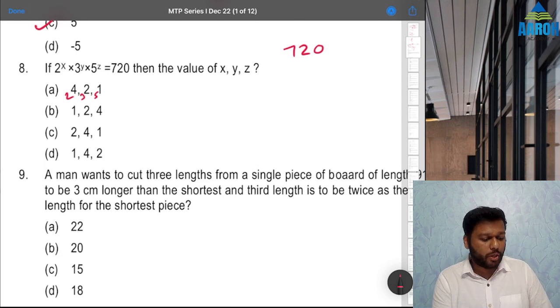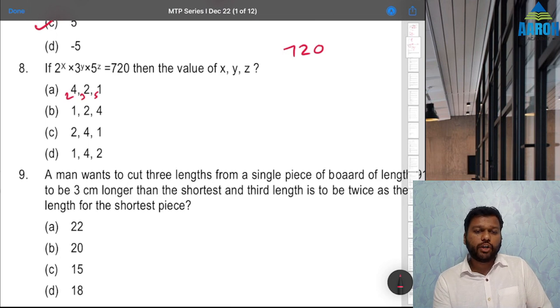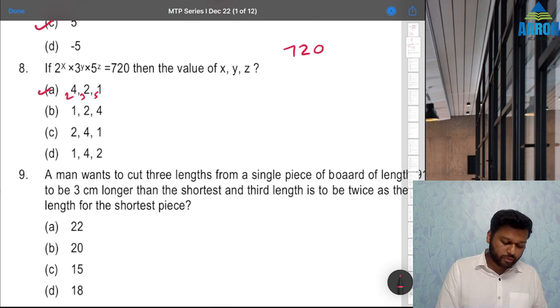Okay, let's just go by option 2 raised to 4. So 2 into 1, 2, 3, that is 16. Okay, into 3 raised to 2, that is 9, into 5 raised to 1 is 5. That is 720. So option A is the correct answer.